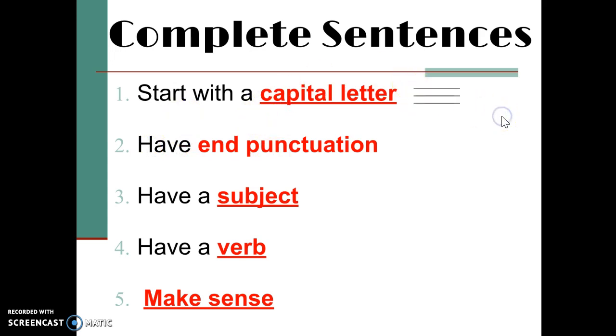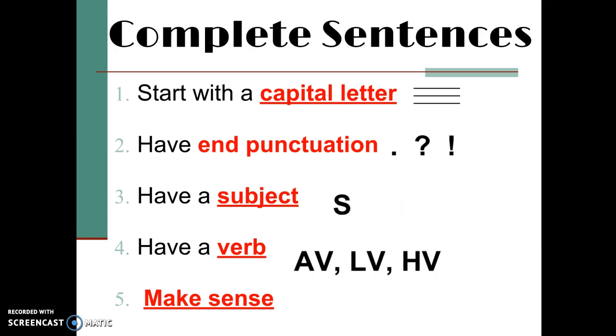The symbols I'm going to use to show that you need a capital letter is underlining it 3 times. You should have a period, a question mark, or an exclamation point, depending on what type of sentence it is. We label the subject with a capital S. We label the type of verb, whether it's an action verb, linking, or helping verb. And if the sentence does not make sense, I'll write DMS.